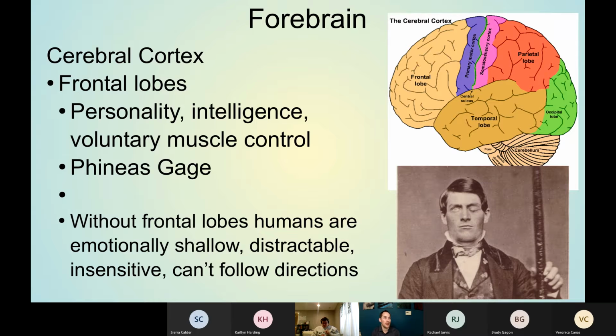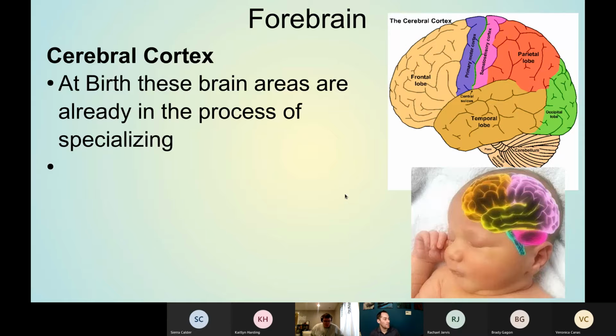Now we can test different areas of the brain in, say, rats by specifically damaging specific areas or looking at the effects of certain chemicals on certain areas. Or we can even do things like MRIs or EEGs and look at the activity in certain areas of the brain to really get a better idea of how the brain is all working together. So again, the frontal lobes of the cerebral cortex, that's where a lot of our higher order thinking is happening.